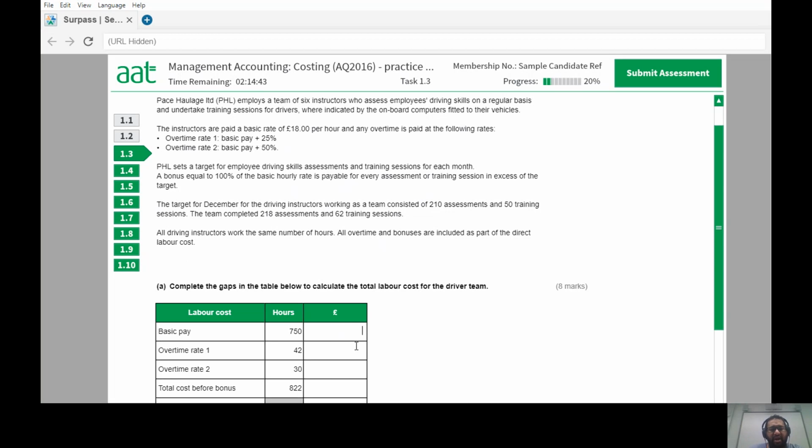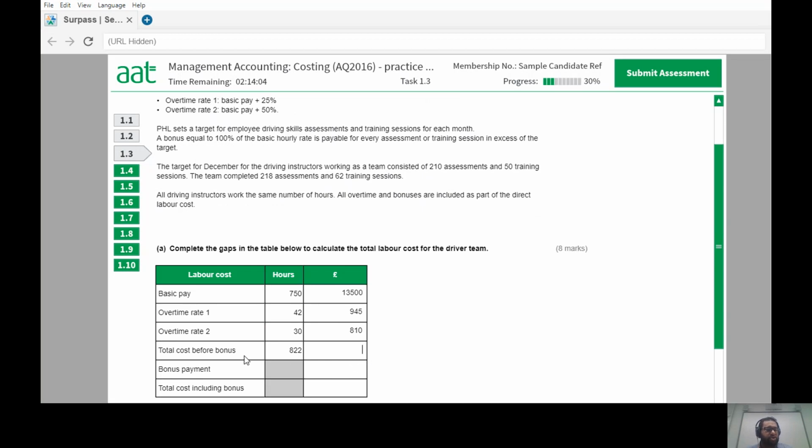Now let's calculate what my basic pay is. Basic pay is £18 an hour multiplied by 750, which is going to be £13,500. Then you have 42 hours of rate 1. We're going to multiply by 18 and multiply by 1.25, which is the overtime rate 1. That's going to give me 945. Rate 2 is 30 multiplied by 18 multiplied by 1.5. This is time and a half. This one is going to come down to £810.